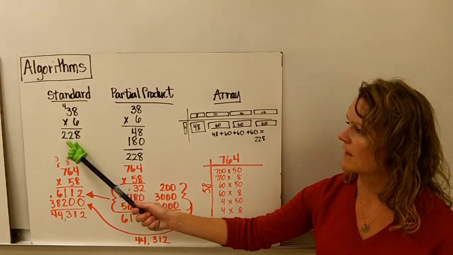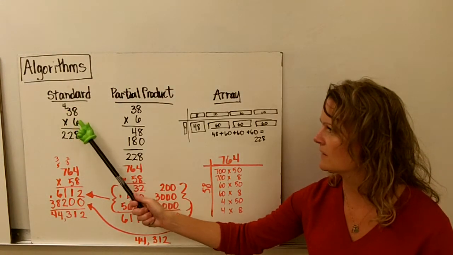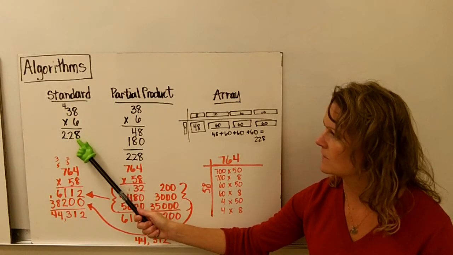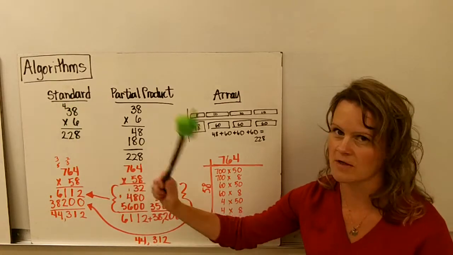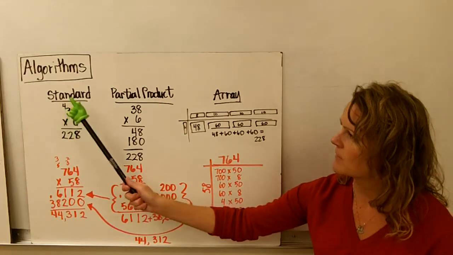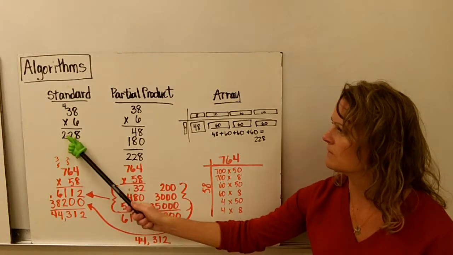So let's look at the standard algorithm here for 38 times 6. The way that we all learned it was just take 8 times 6 and you get 48. So you put the 8 down and you carry the 4. That's usually the terminology that we used. And then we multiply 6 times 3 and we get 18, and we add 4 and we get 22.